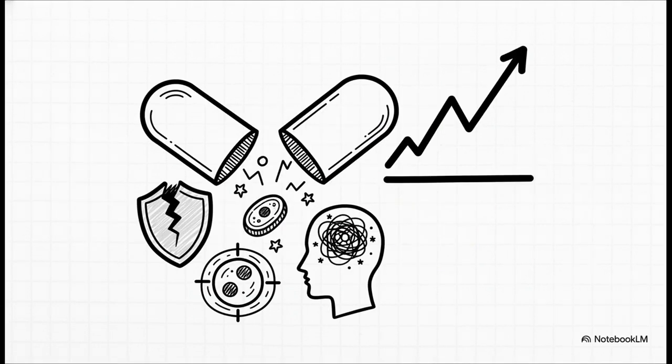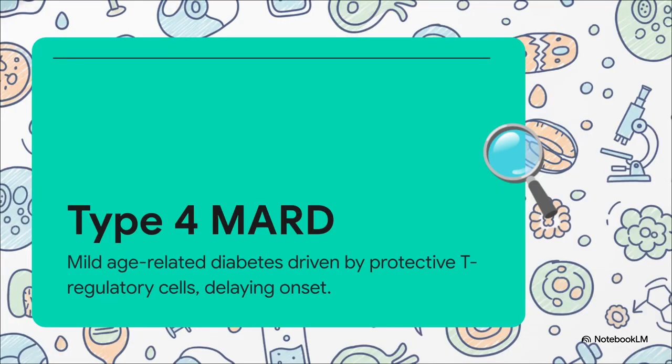Type 3D covers drug-induced triggers. You've got your pharmacological culprits, like the anti-cancer drug L-asparaginase, and absolutely crucial to remember, the immunosuppressant tacrolimus. Exams love to test tacrolimus over cyclosporin, while noting that drugs like mycophenolate mofetil do not cause diabetes. Other major triggers include olanzapine, which is notorious for severe metabolic syndrome, alongside thiazide diuretics, nicotinic acid, statins, and beta agonists. We also need to recognize type 4, or mild age-related diabetes, MARD.